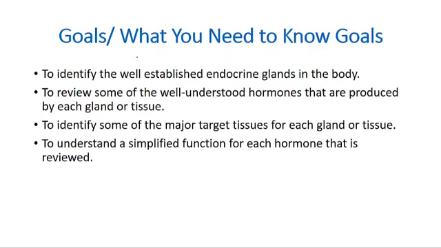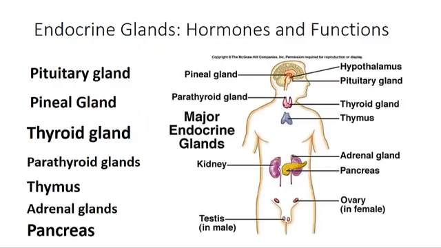The goals for our learning is to identify the well-established endocrine glands in the body. We will also see what hormones those endocrine glands are secreting and what their target organs are, and we'll also talk about their functions and why we need those different varieties of hormones. Okay, and we also understand the process of how that hormone works on the target organ or target tissue. Okay, so let's begin.